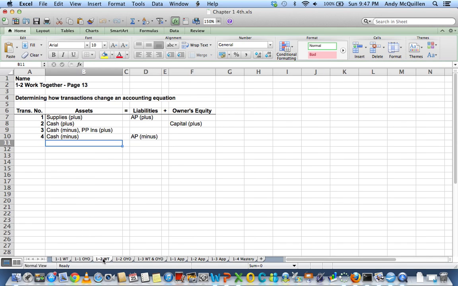Then we moved on to 1-2 work together, where we bought supplies on account in number 1. So supplies, your asset, went up and your liabilities also went up. The second transaction, we received cash from owner as an investment. Our cash, which is an asset, went up, and our capital, which is owner's equity, went up.